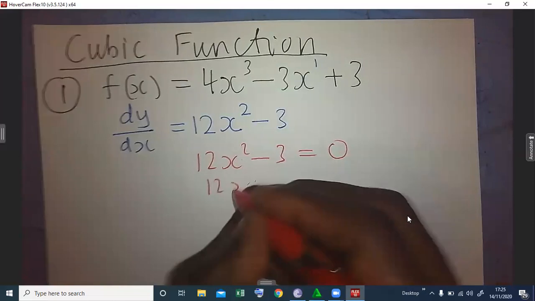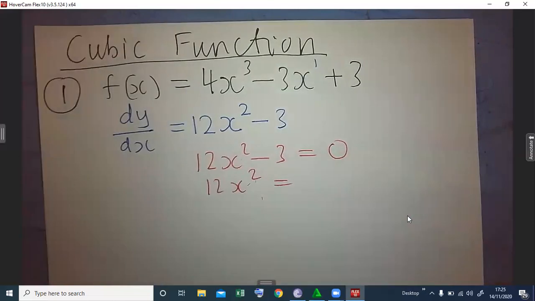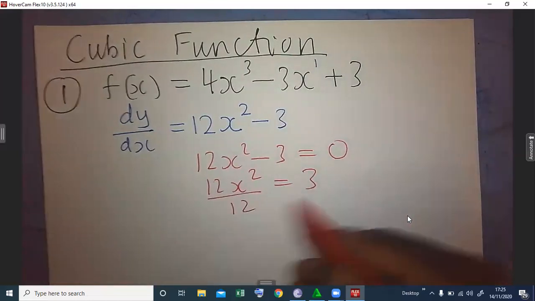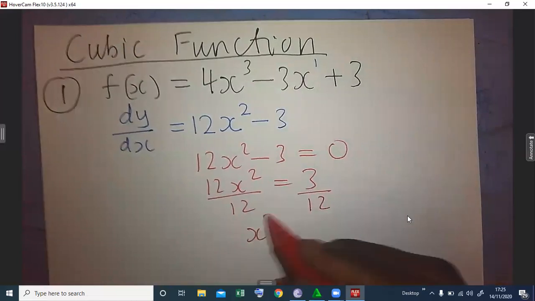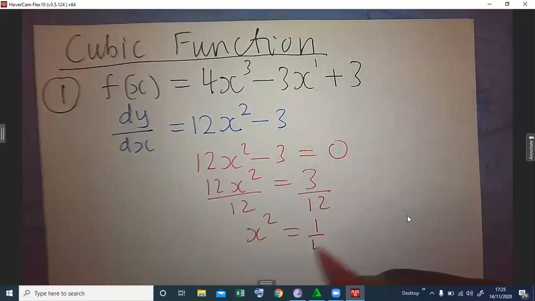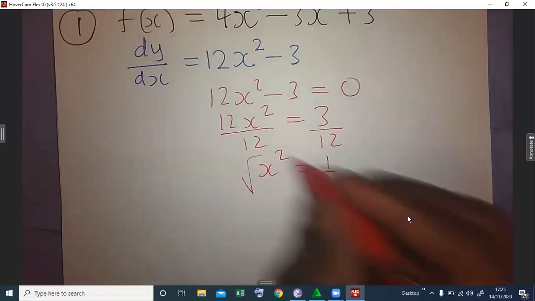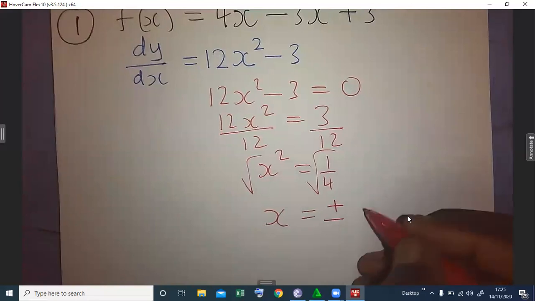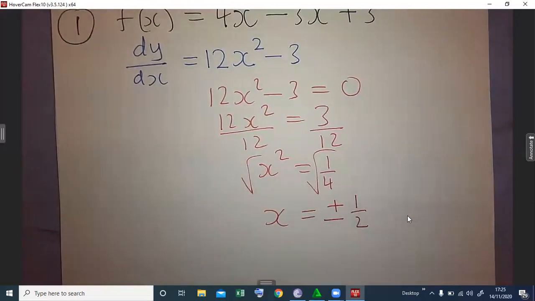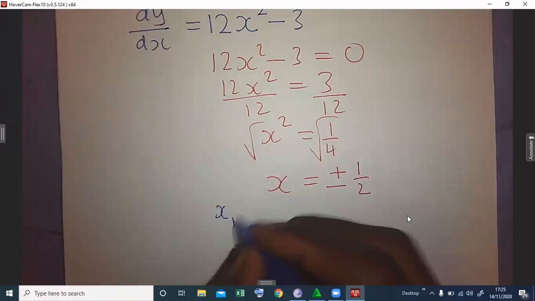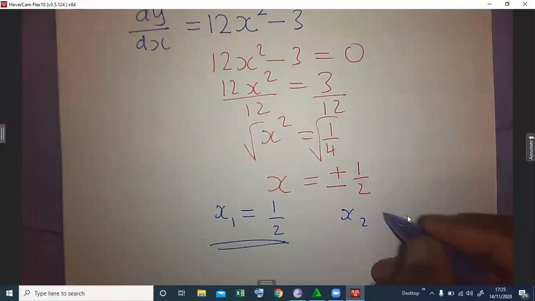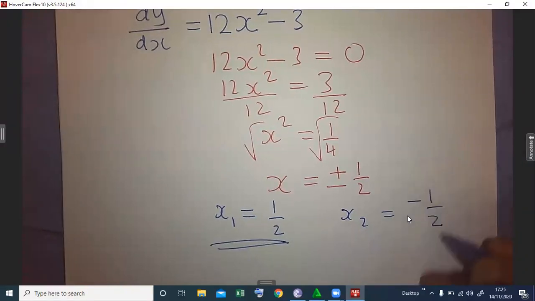So I'll get 12x squared is equal to 3. That is if I take 3 this side. Then I divide by 12, I will get x squared is equal to 1 over 4. Then when I square root both sides, I will get my x is equal to plus or minus a half. So this means my first x is a half, my second x is negative a half.